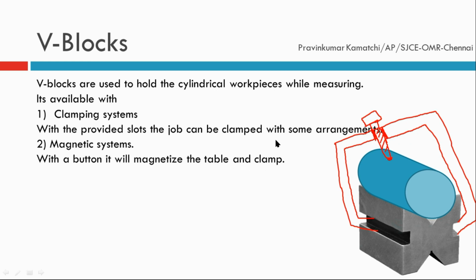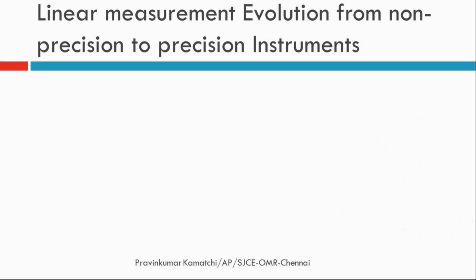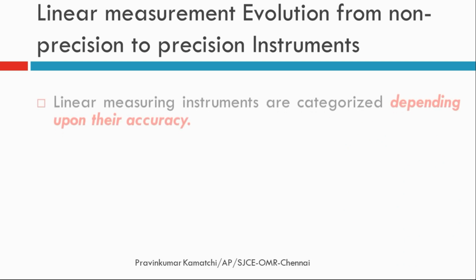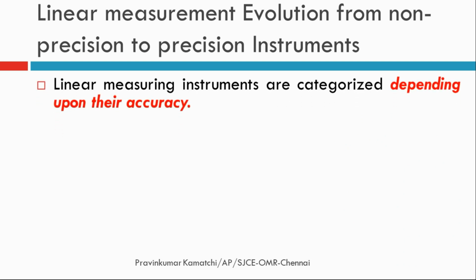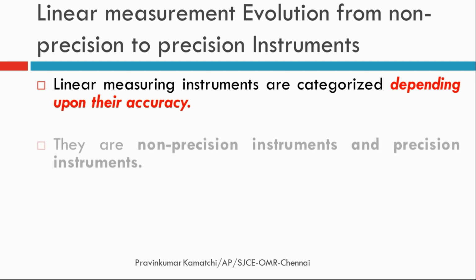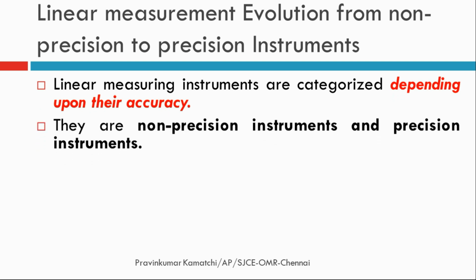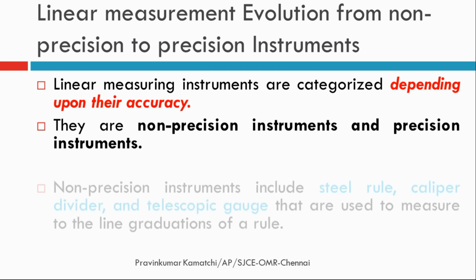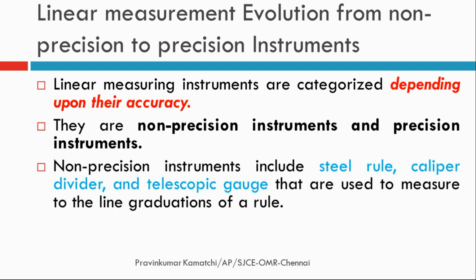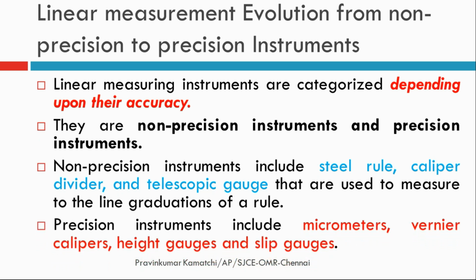Let's see the linear measurement evolution from non-precision to precision instruments. Generally, linear measuring instruments are categorized depending upon their accuracy. That is, non-precision instruments and precision instruments. Under the category of non-precision instruments, we have steel rule, caliper, divider, and telescopic gauge. Under precision instruments, we have micrometers, vernier calipers, height gauges, and slip gauges.